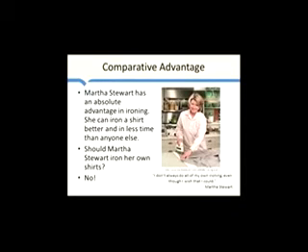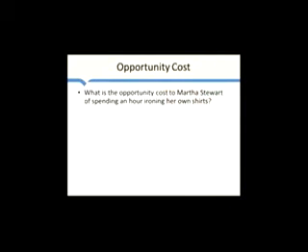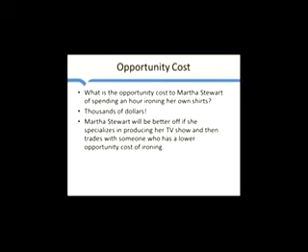The most important point to remember is that the important cost is opportunity cost. So what is the opportunity cost to Martha Stewart of spending an hour ironing her own shirts? Well, it could be thousands of dollars, at least. Martha Stewart will be better off if she specializes in producing her television show and then she trades with someone else who has a lower opportunity cost of ironing.